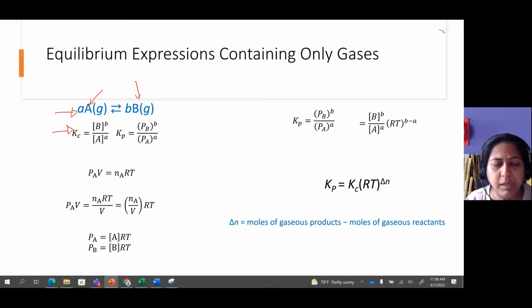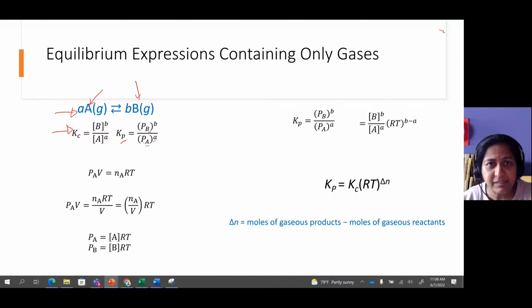The concentration of product B raised to the power of lowercase b, divided by the concentration of A, which is the reactant, raised to the power of lowercase a. And it's a gas, so for a gaseous system, we can easily measure the pressures of those components. Therefore, we can write the equilibrium constant using the pressure. So then it is the pressure of gas B raised to the power of b, divided by the pressure of gas A raised to the power of a.